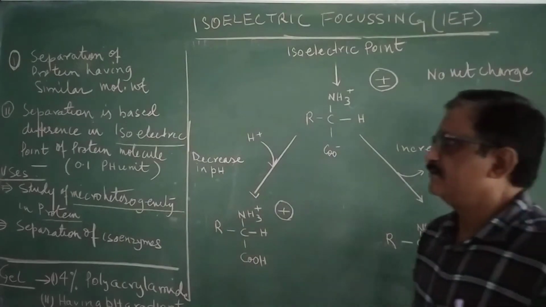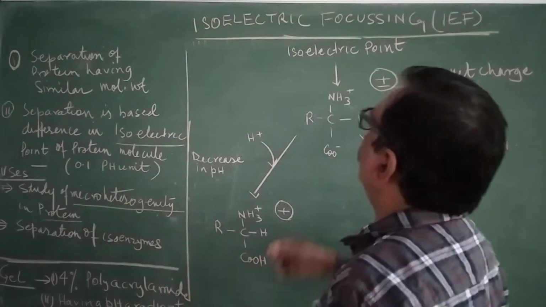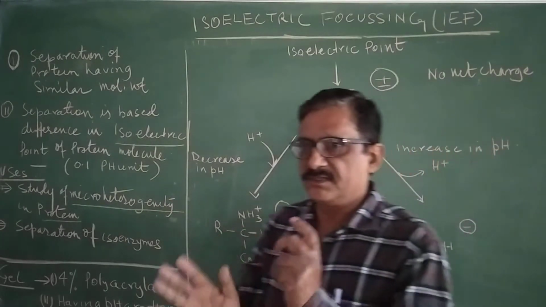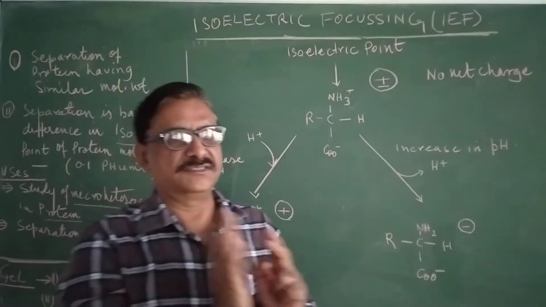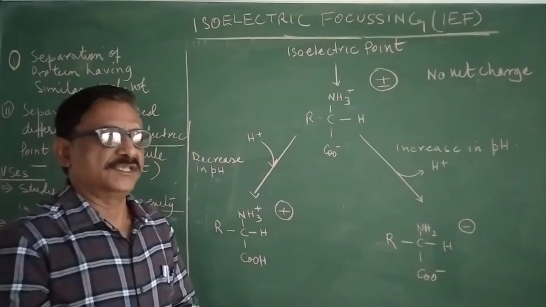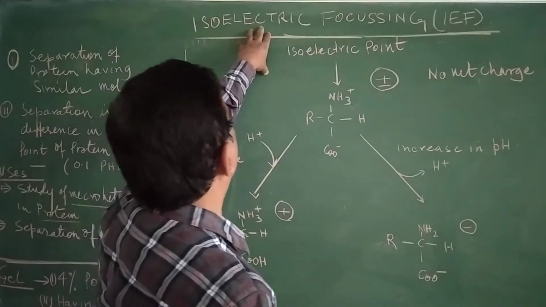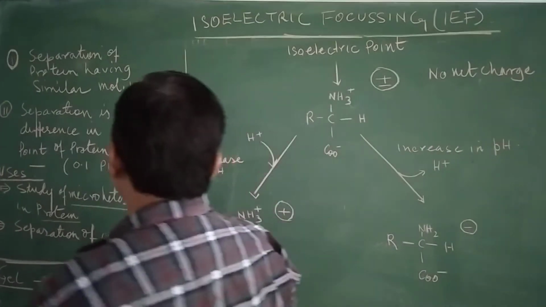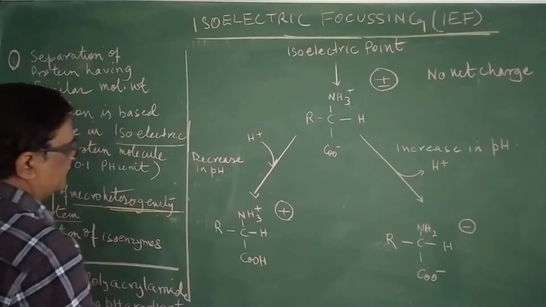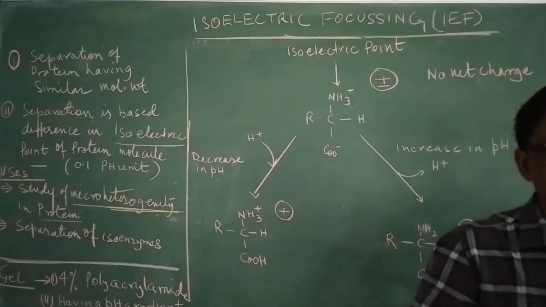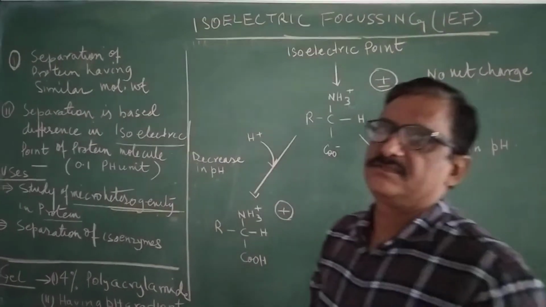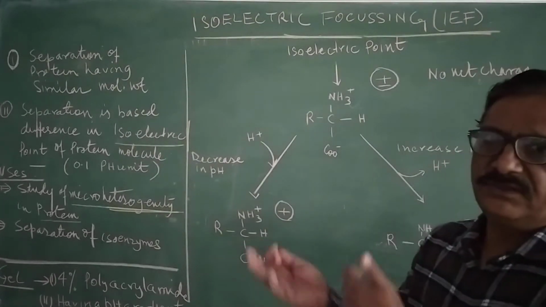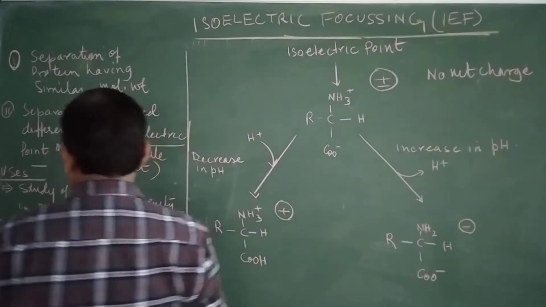And by this method, isoelectric focusing, proteins having a similar molecular weight but a slight difference in the charge can be separated successfully. So these are the uses. By this method we can separate or study the protein molecules which are slightly different in their charge due to phosphorylation, mono, di or tri type of phosphorylation.